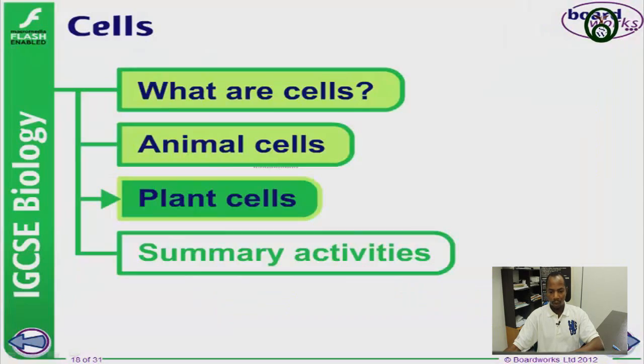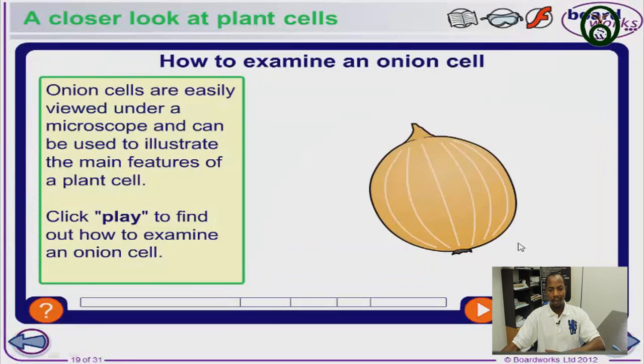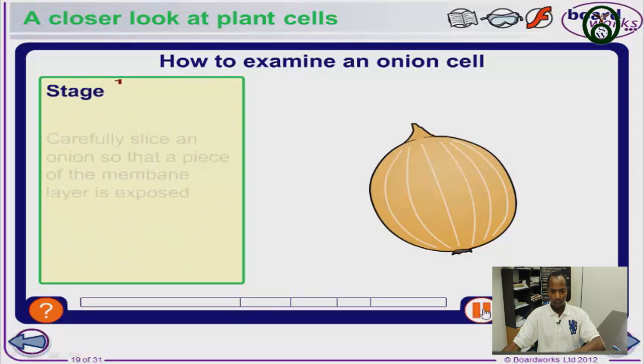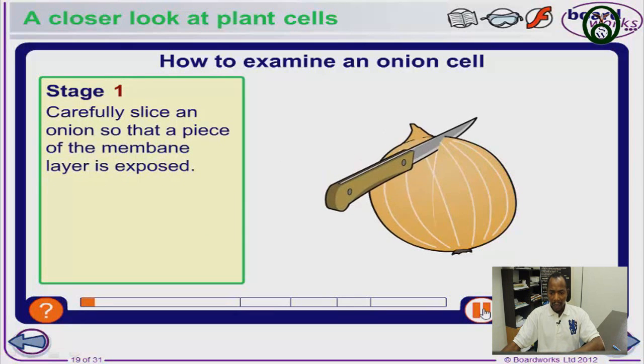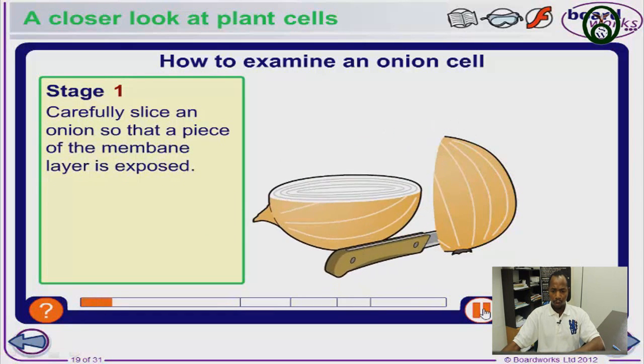Now let's move on to the next one, the plant cells. We're going to look at the plant cells. Before we talk about the plant cells, I want us to take a look at the onion cell and cut it and do a little experiment. All of us can do this experiment at home. Take an onion cell and cut it. Take a knife, cut a piece of it, and take this piece, cut it again.